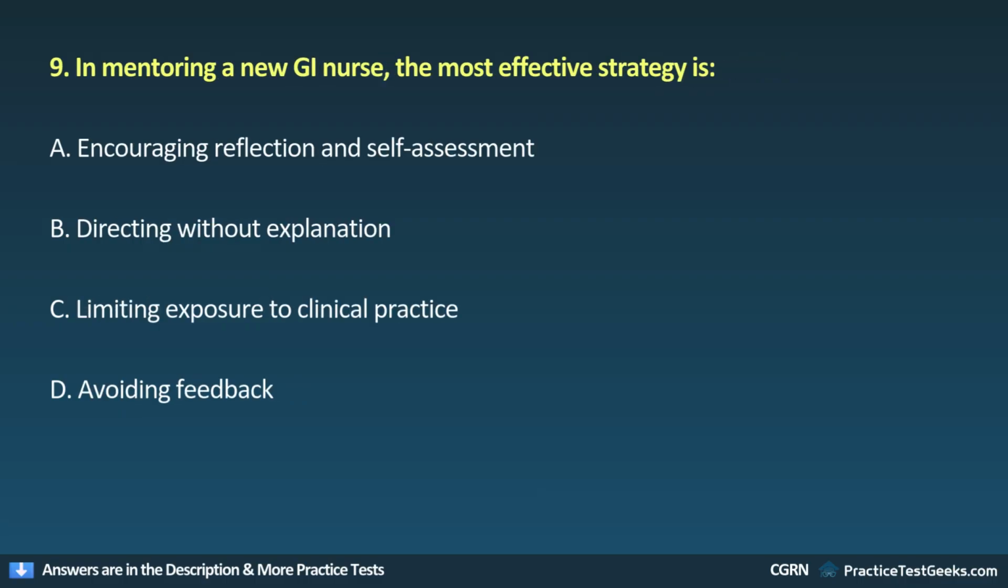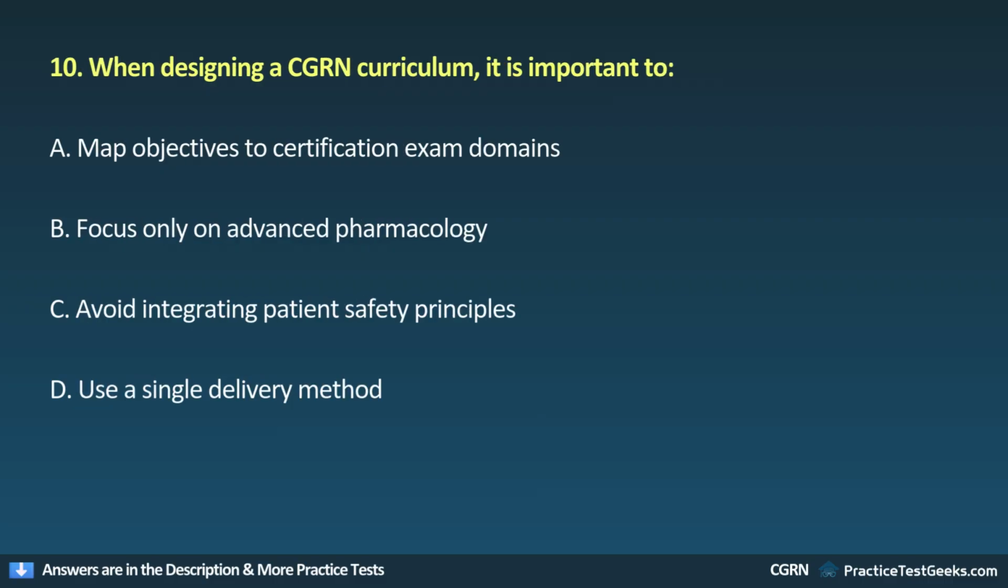9. In mentoring a new GI nurse, the most effective strategy is A. Encouraging reflection and self-assessment. B. Directing without explanation. C. Limiting exposure to clinical practice. D. Avoiding feedback.